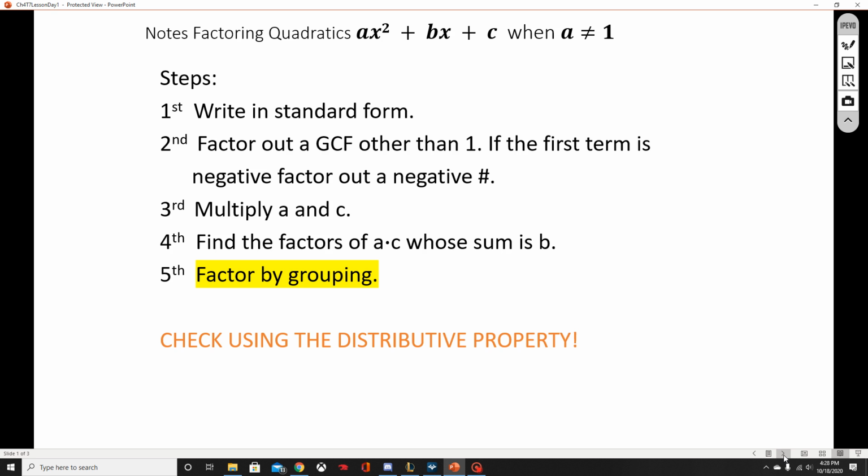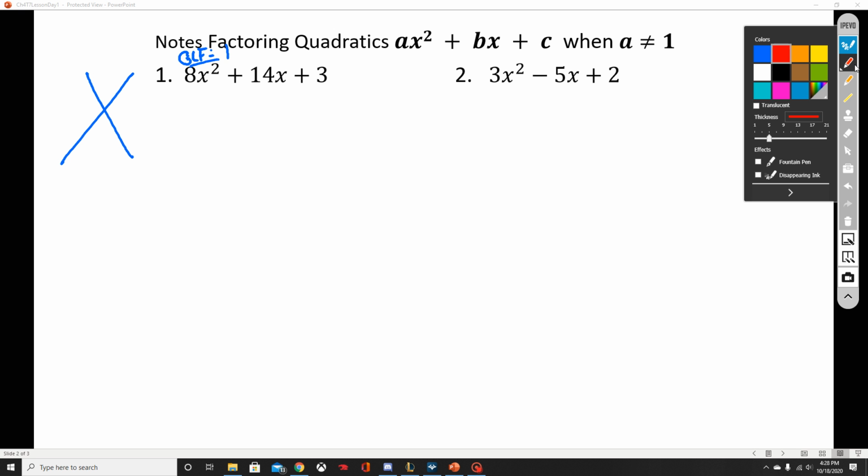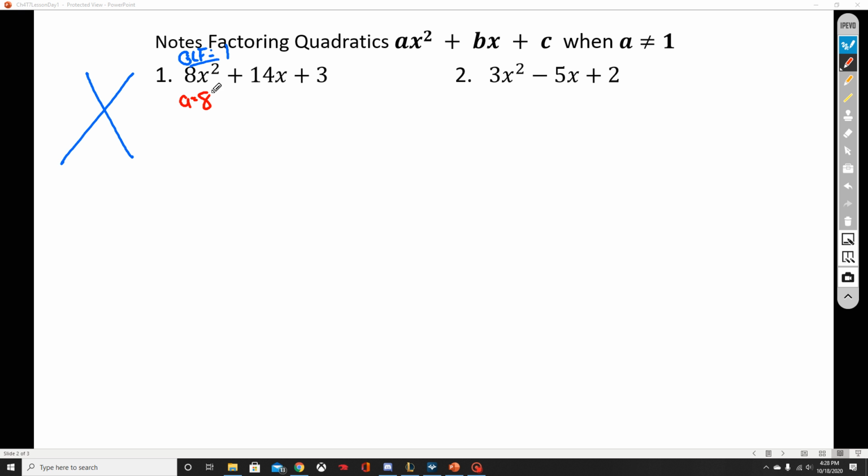Alright, so I briefly showed you all how to do this when we did it when a was 1. But now I'm going to show you how to do this when a is not 1. And it's the same process, but you don't get to skip it this time. So in this one, number 1, our GCF is 1, so there's nothing to factor out. So we're going to set up the x, and the top of the x is going to be my a times c. In this case, my a is 8, so it's no longer 1. My b is 14, my c is 3.